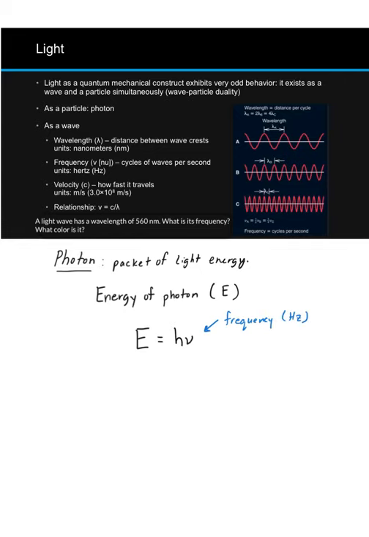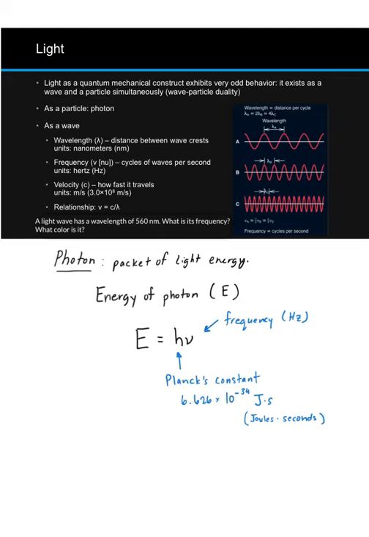But h is a new constant. Again, it's a given constant, but it's a fundamental physical constant of the universe. It's called Planck's constant. Planck's constant has a value of 6.626 times 10 to the negative 34th power, with units of joules for energy times seconds. So this is joules times seconds.